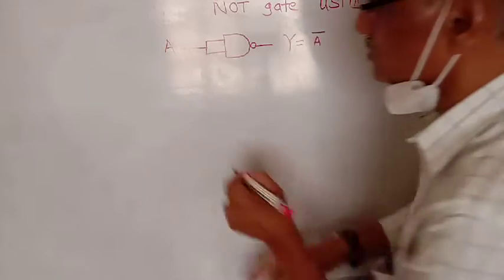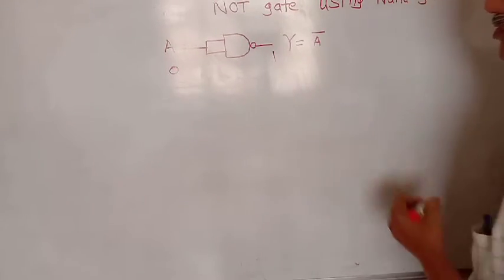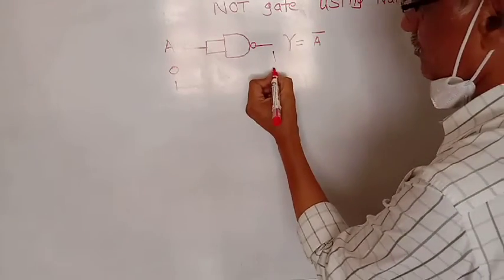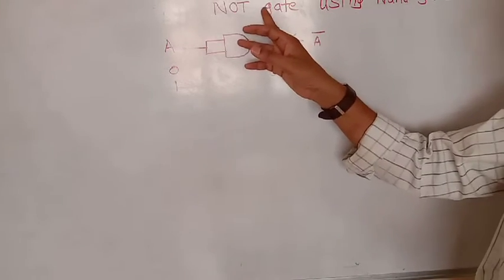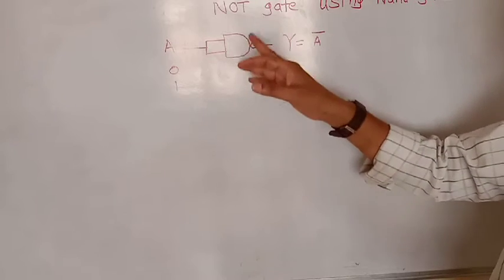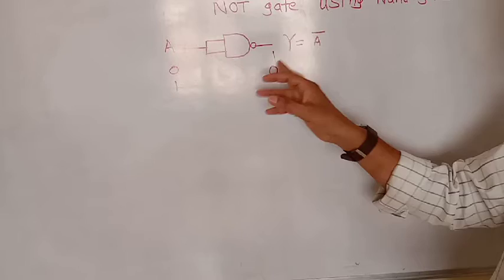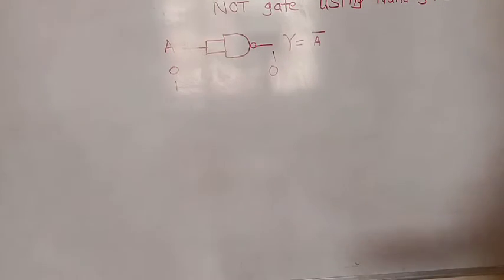If A is equal to 0, then output Y is equal to 1. And if A is equal to 1, then output Y is equal to 0. So NOT gate is also called an inverter. It inverts the input. So if the input is low or 0, output is high or 1. And when input is high, then output is low.